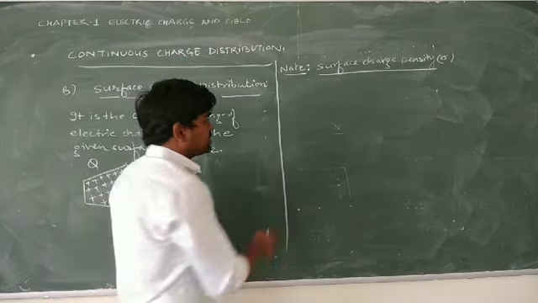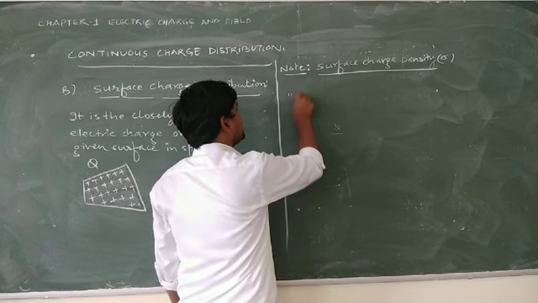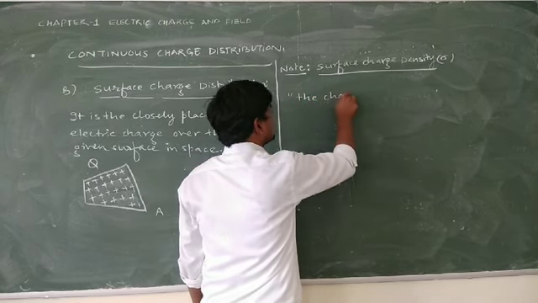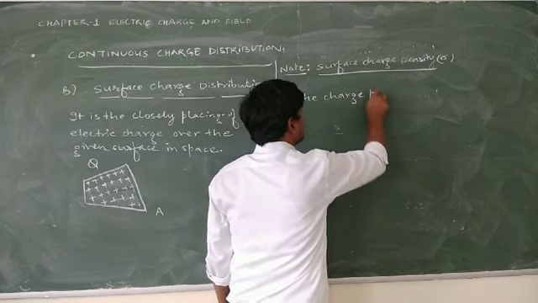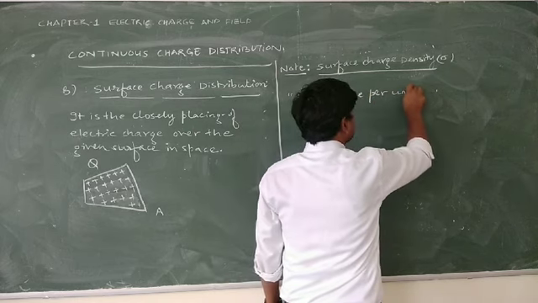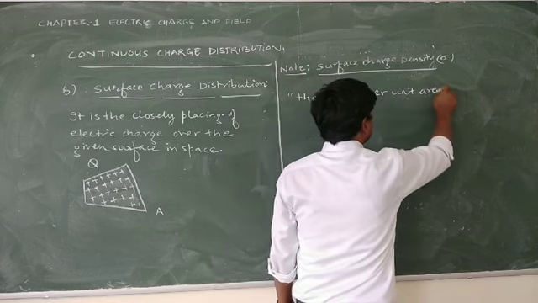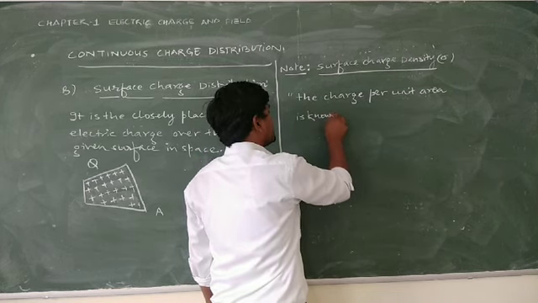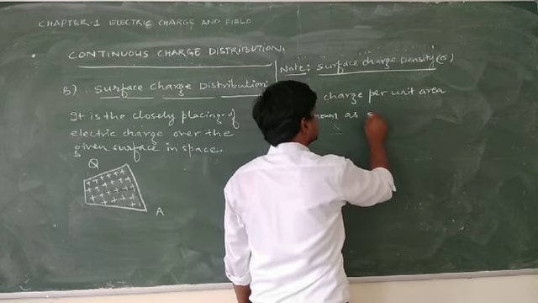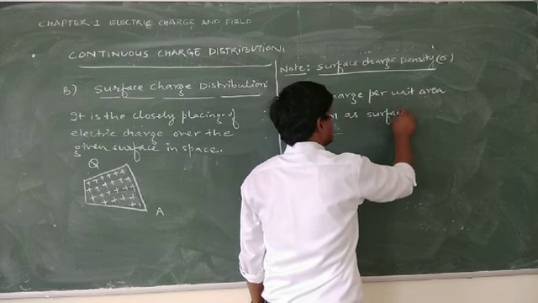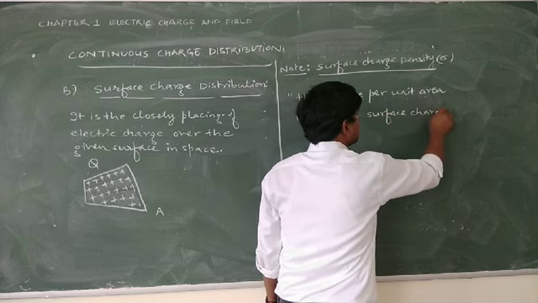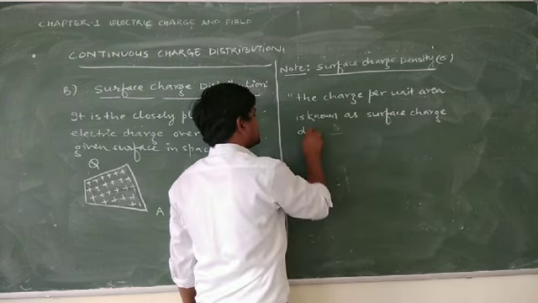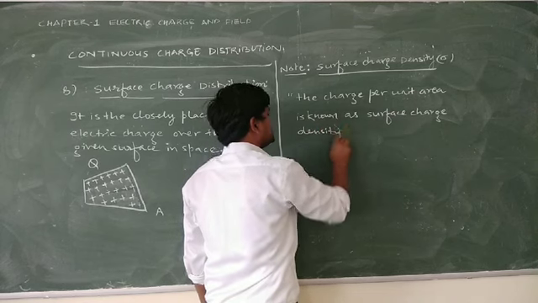It is very easy. The charge per unit area is known as surface charge density.